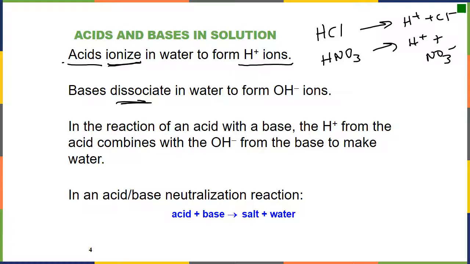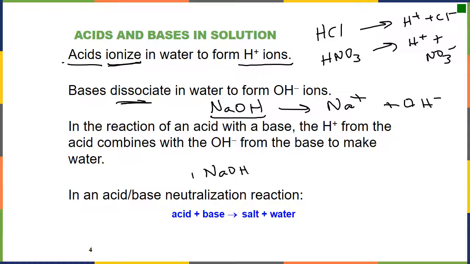Bases, on the other hand, tend to be group 1 or group 2 hydroxides. These are going to follow the solubility rules, and if we take something like sodium hydroxide and put it into water, it is a strong electrolyte because all group 1 compounds are soluble, and it's going to break into sodium and hydroxide.